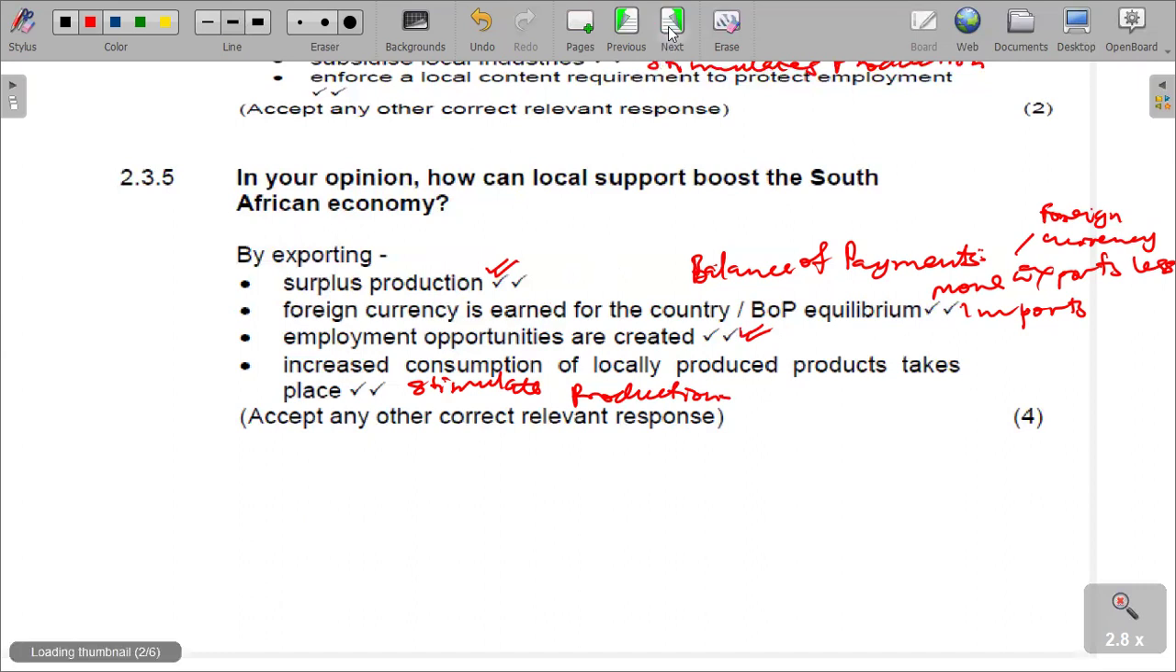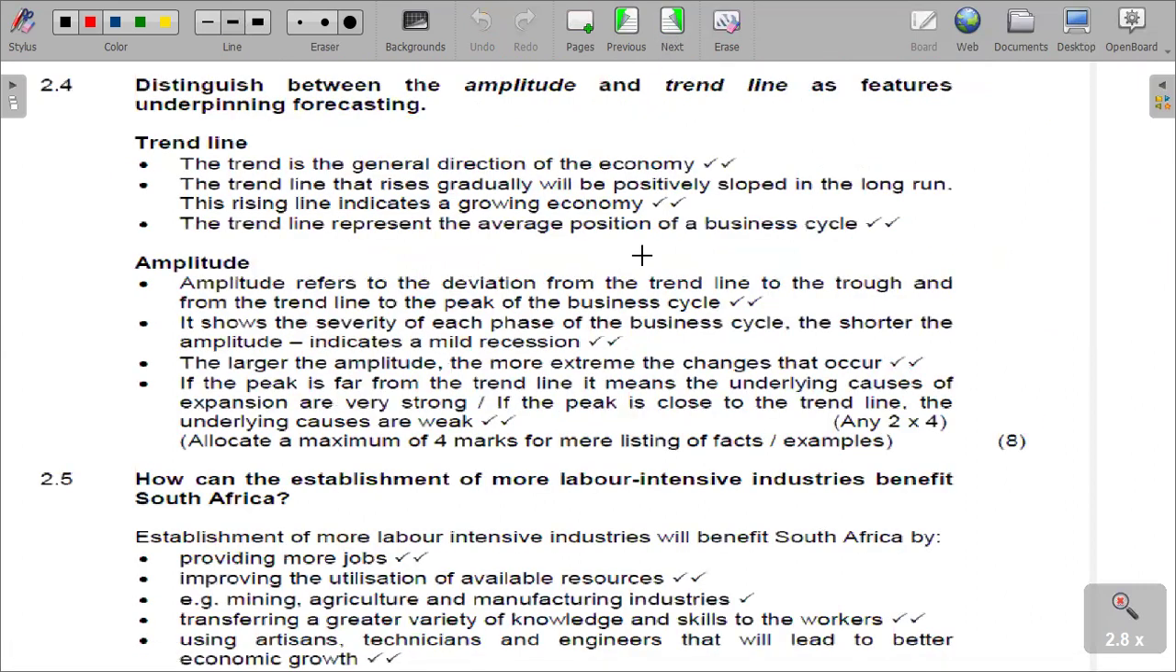Let's quickly answer our next question. Distinguish between amplitude and trend line as features underpinning forecasting. Forecasting is the predetermination of certain trends within the economy. These are analyzed through business cycles, which have features such as those given. The trend line is the general direction of the economy. It identifies the basic direction of the economy.